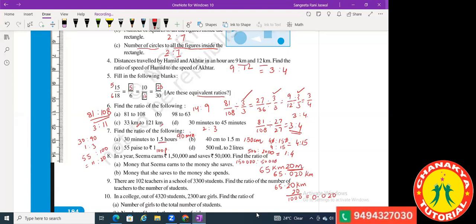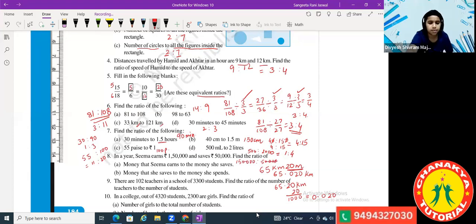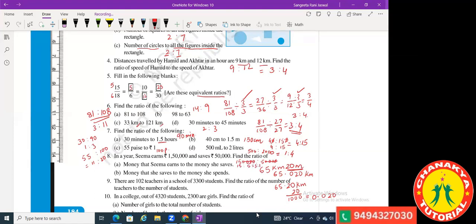If we divide it by 10,000, you have 4 zeros here. Then we can cut the zeros and we will get 15 is to 5, and we can divide it by 5 and we will get 3 is to 1. 3 is to 1. Very nice. So simple.